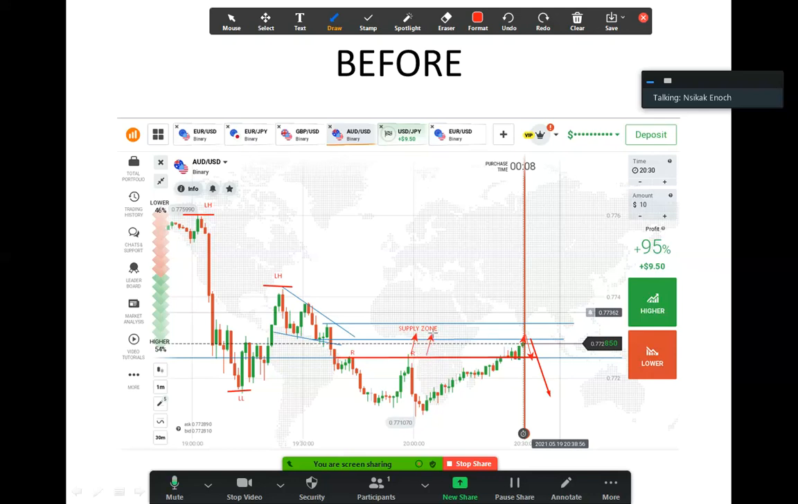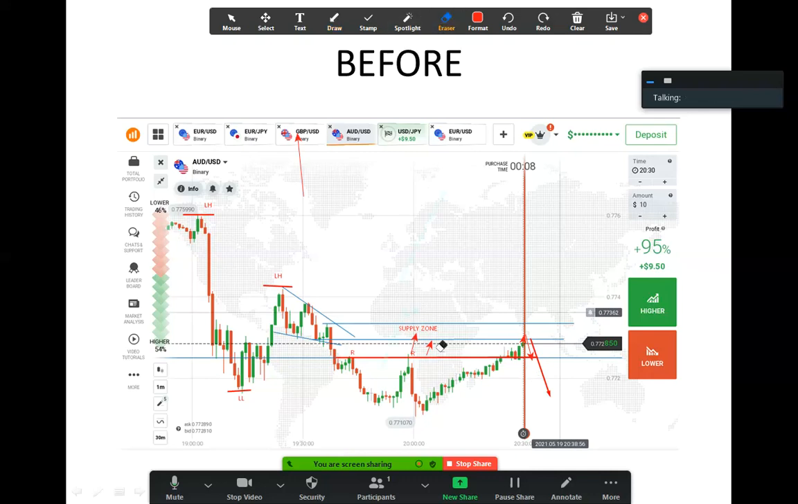A doji candlestick formed. That doji candlestick was supposed to be a green candle to reach the supply, but it closed as a doji, no sign of buyers. So sellers entered immediately. When I saw that, I looked at the second chart, GBP USD. I saw that they are the same, so I tried to place the two trades at the same time.